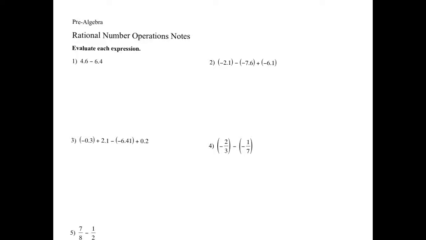Today's lesson is a review on rational number operations. So remember that rational numbers are signed decimals and fractions. The reason we call them rational is because they have that symbol in the front, a positive or a negative, and they can be written as a fraction or a decimal. They can also be whole numbers, which would be like an integer, which our lesson yesterday covered.